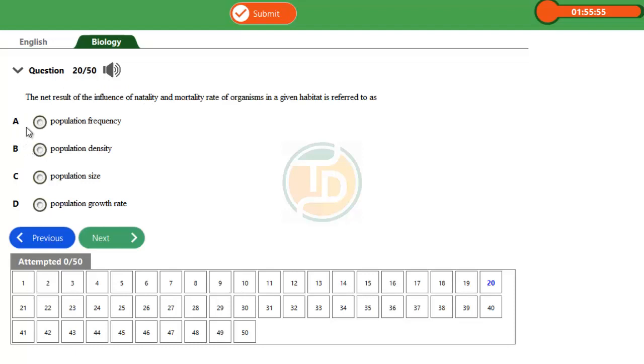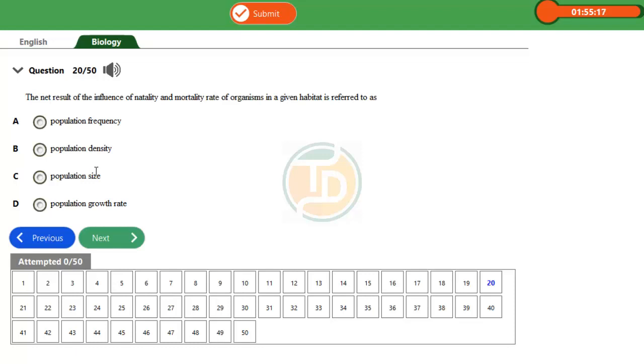Now, let's look at the options one after the other. Population frequency. Frequency means how often you see a particular species on a piece of land. Population density. Density from science is mass over volume, which means how dense, how many of a particular organism there are and how dense those organisms are, per unit area of that piece of land. Then population size. How large is the population of that organism?